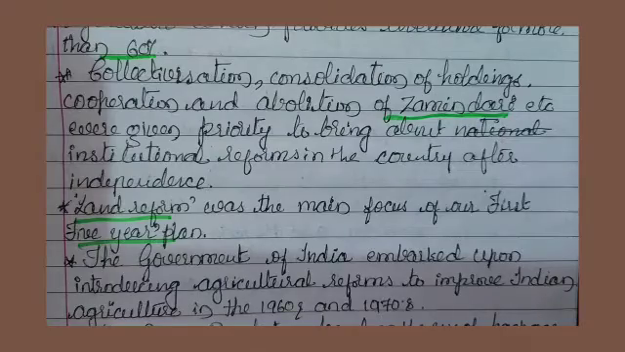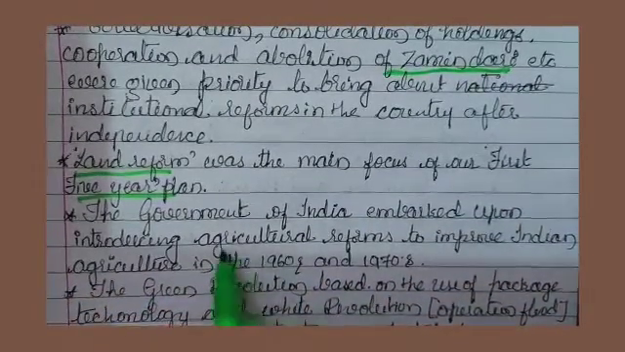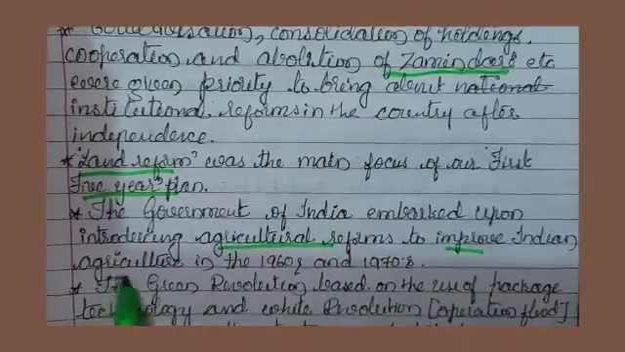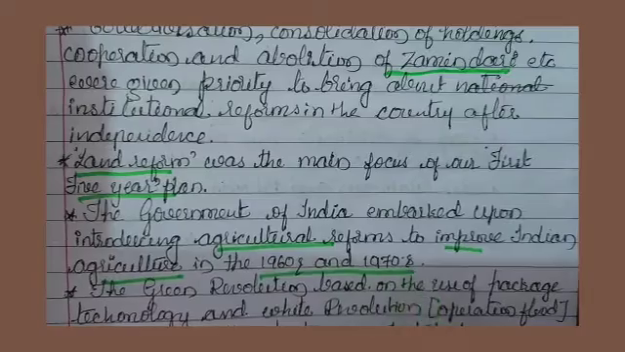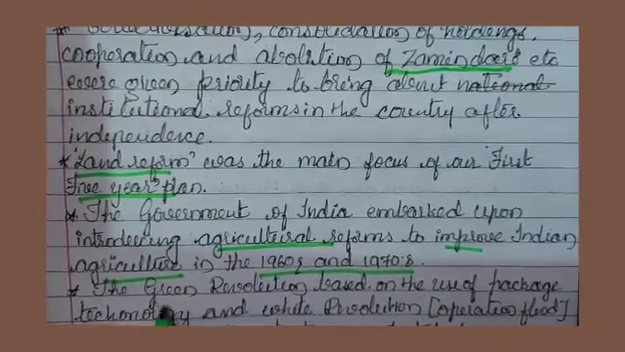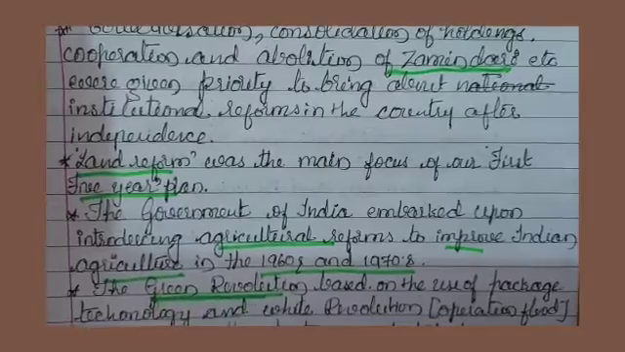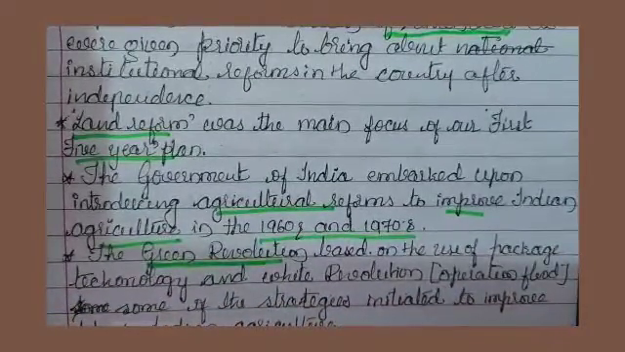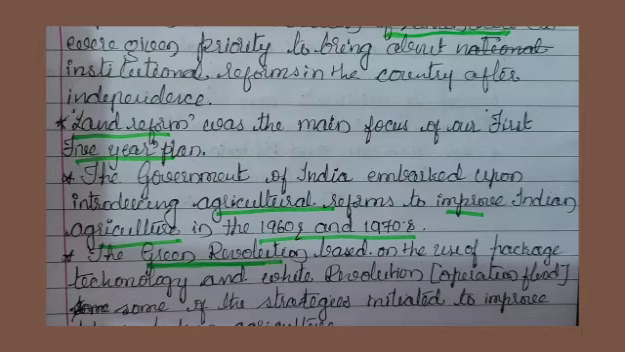The government of India embarked upon introducing agriculture reforms to improve Indian agriculture in the years 1960 and 1970, and the green revolution. What is the green revolution here? The sudden increase in food production is what we call the green revolution. How is it possible? It is the use of package technology. And the white revolution we call for two things, one for milk, one for operation flood. For operation flood, to control floods, dams were constructed, many things that we'll be talking about in the water resources chapter.